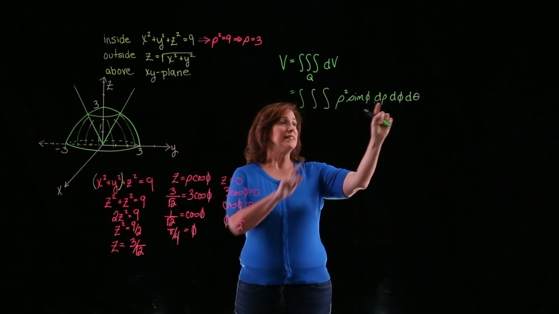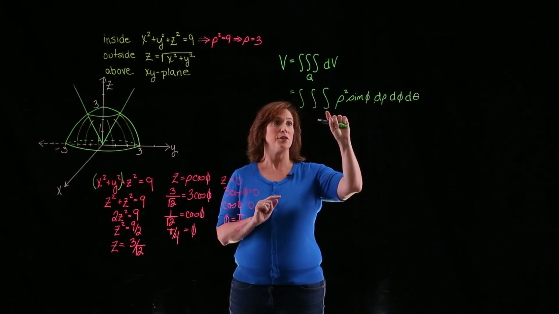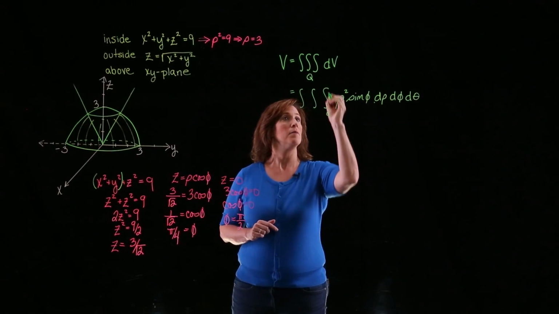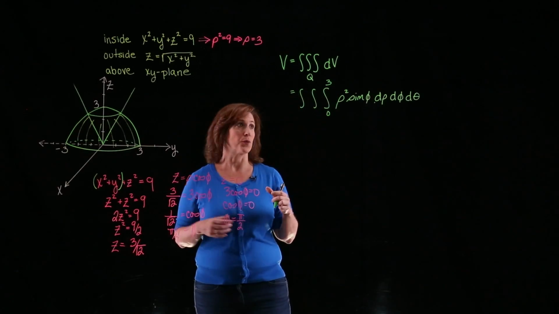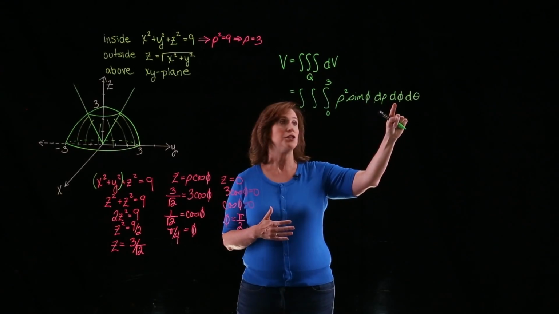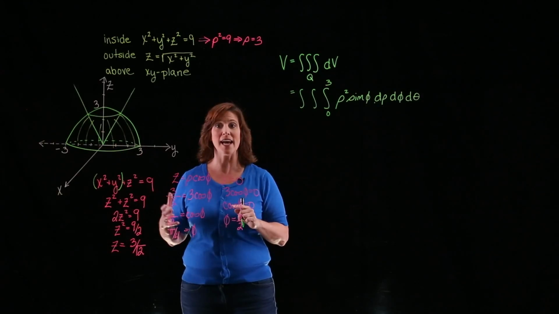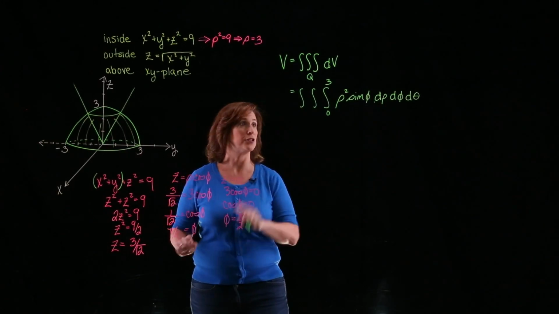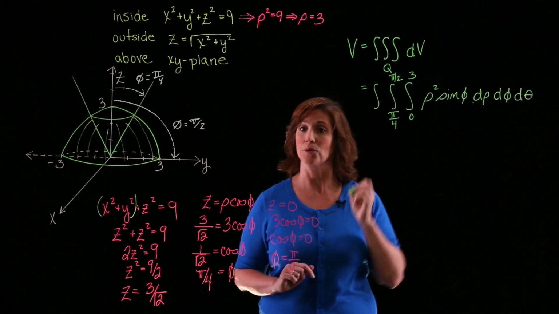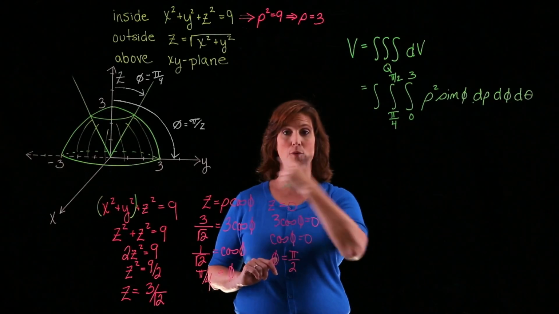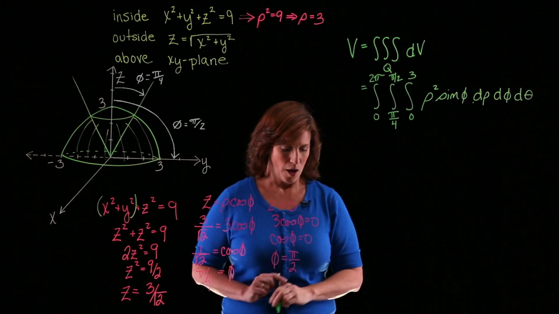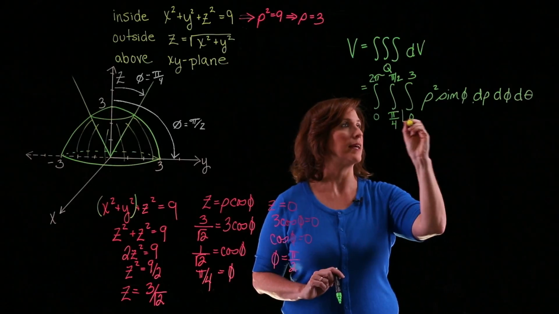Our inside integral deals with rho, so I need to find my limits of integration. I'm going from 0 to 3 because my sphere has radius 3. The next set of limits applies to phi. I know that the cone intersects the sphere at pi over 4 and pi over 2, so my limits here will be from pi over 4 to pi over 2. And finally, theta, to get the whole way around the sphere, goes from 0 to 2 pi.